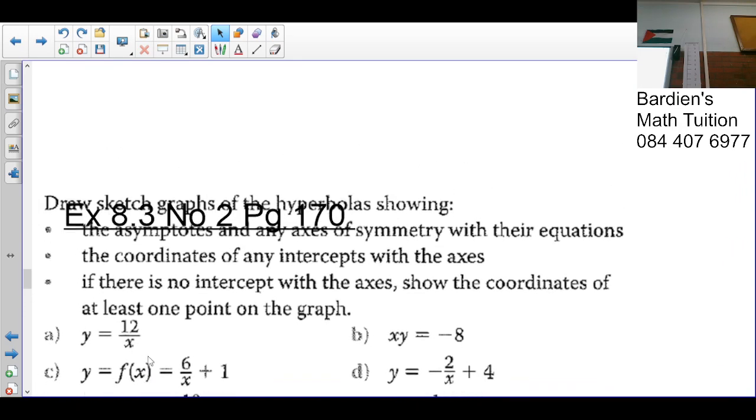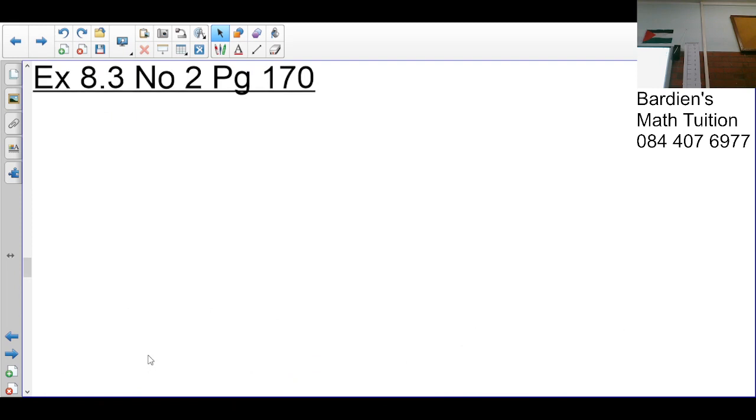Come on, aren't we doing hyperbolas? Yes. Right. What's the next one I must draw? xy is equal to negative 8. So we divide by x on its own. Why? Because I want y as the subject of the formula. So I'm drawing the graph. y is equal to negative 8 over x.